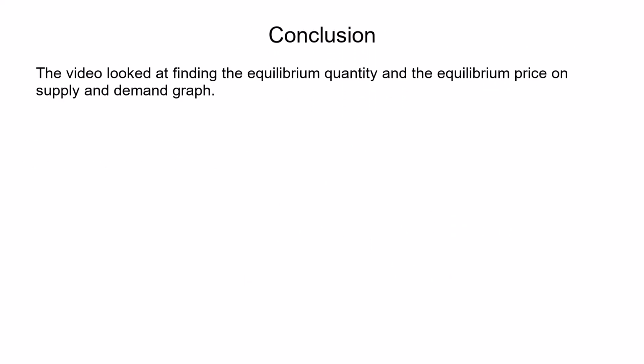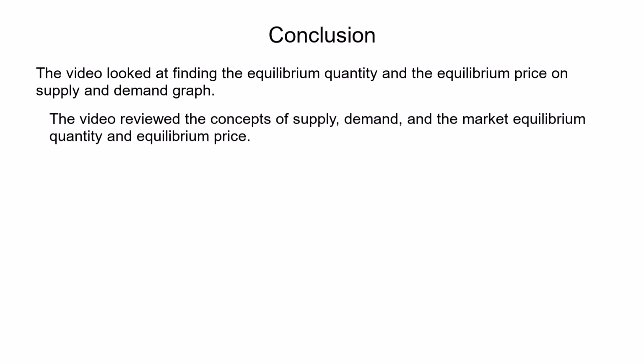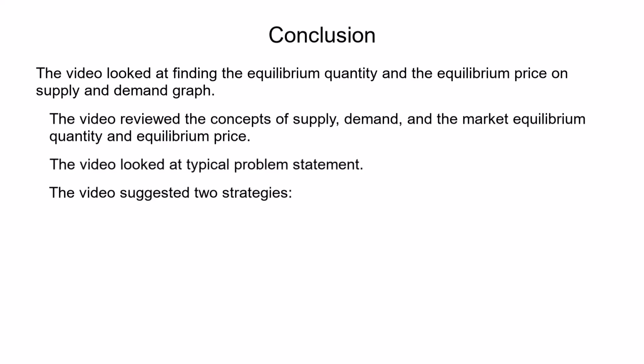This video looked at determining the equilibrium price and quantity from a graph. The video reviewed the concepts of supply, demand, and of the equilibrium price, that is, the price where the quantity supplied and the quantity demanded are equal. Next, the video reviewed a typical problem statement for finding the equilibrium price and quantity. The video provided 2 strategies for finding the equilibrium quantity and price.